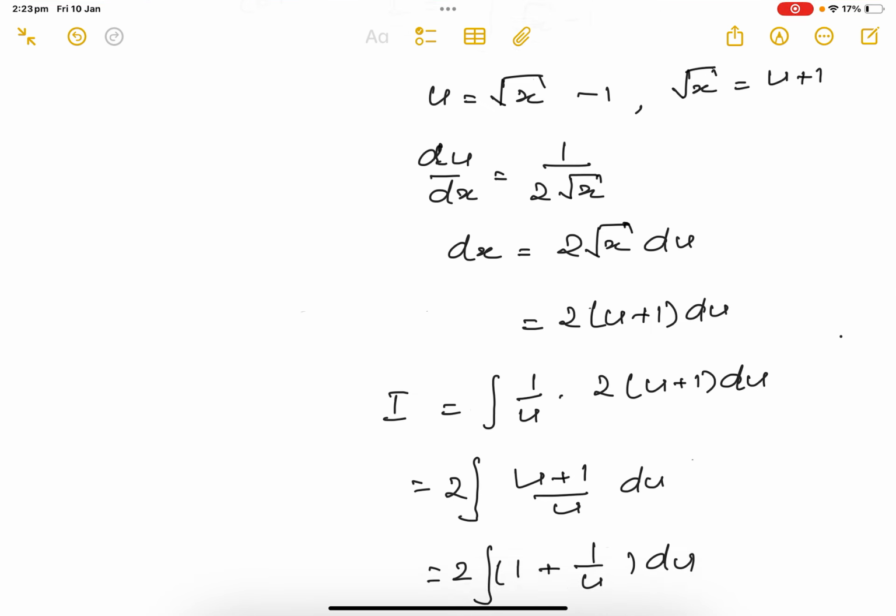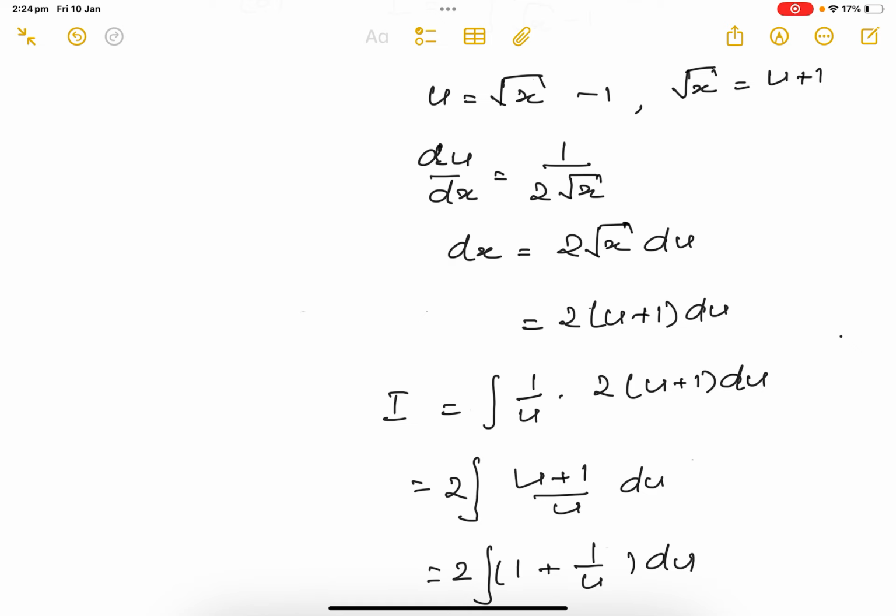What we have found, as I said before, is that root x is u plus 1. We need to change everything into u. So root x is u plus 1, and dx equals 2 times u plus 1 du. So that is dx in terms of du and u. Let's go back to the integration.